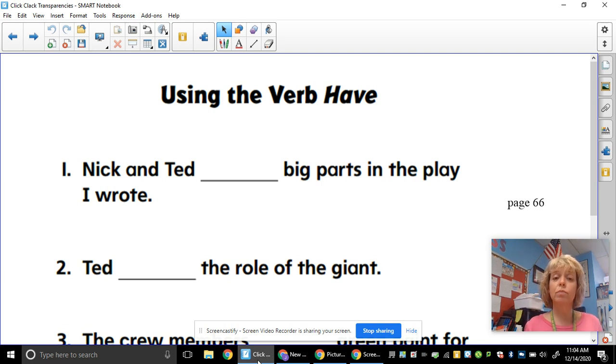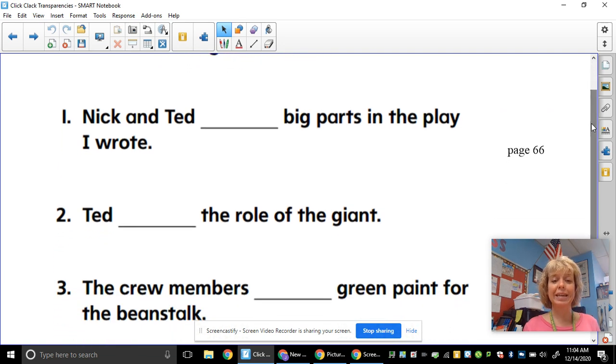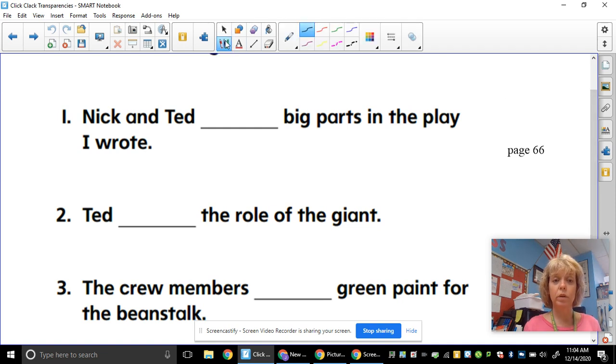Now, today I'm going to review that. So let's look at some sentences in front of me, using the verb have. Nick and Ted have big parts in the play I wrote. Well, if we're talking about two people, it would be Nick and Ted have. So Miss Cardwell is going to write have in there. Okay? So two people.